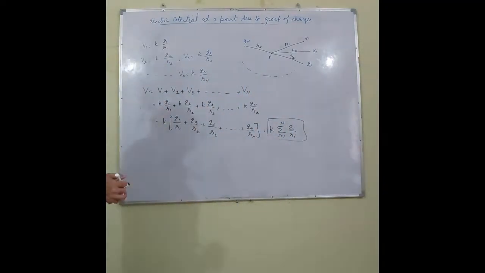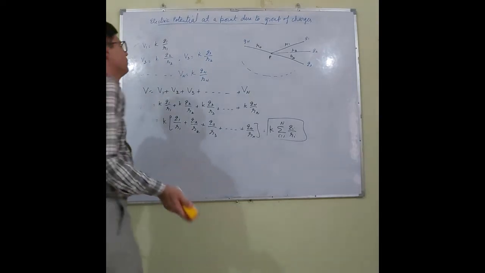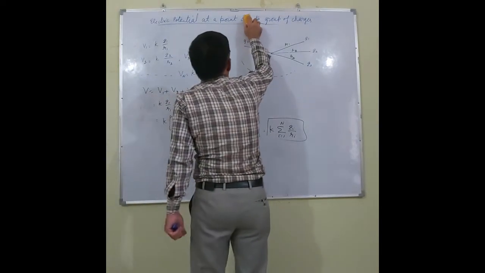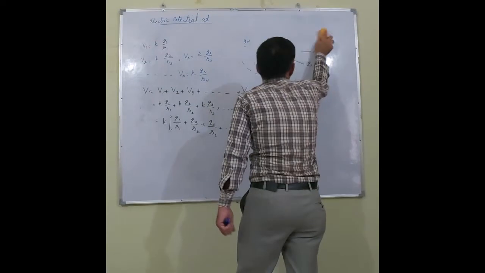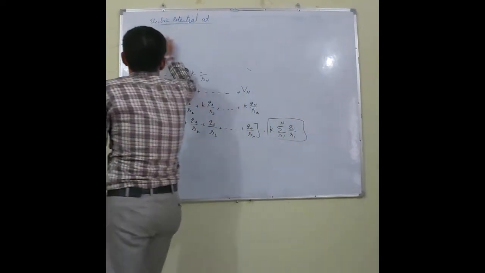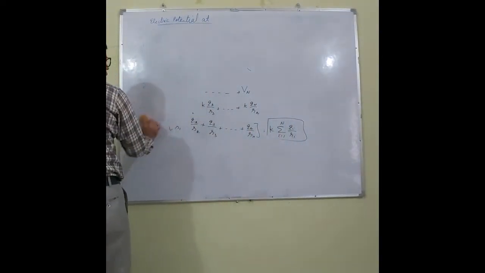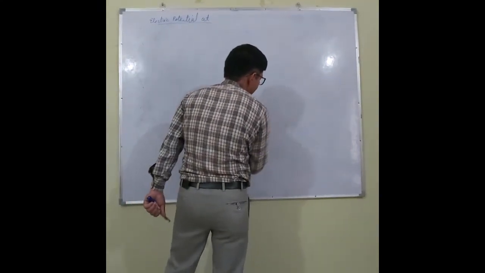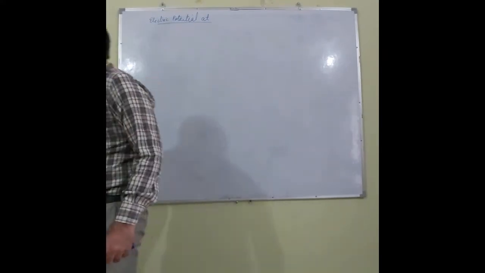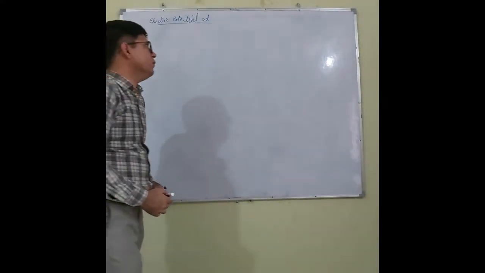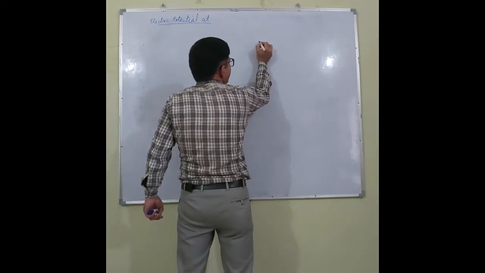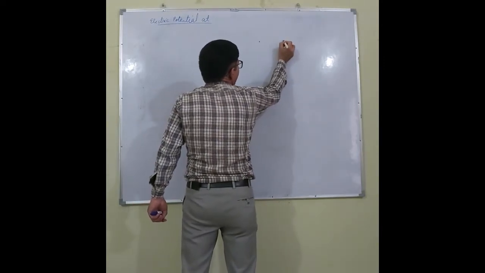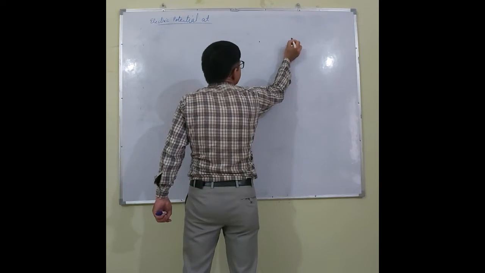So this is the electric potential at a point due to a group of charges. Now we did a very important concept. That concept is of electric dipole. What is the electric dipole? All of you can define. Electric dipole: di means two, pole means polarity. So you can say a system of equal and opposite charges.